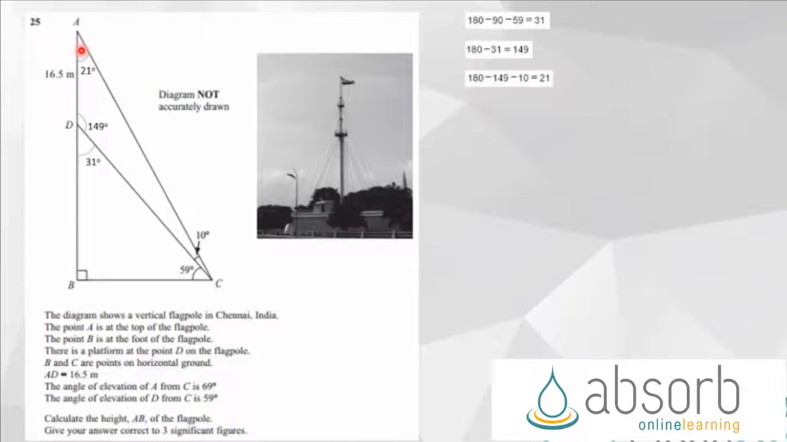Now, we're left with this triangle up here where we have three angles and one of the sides. As soon as you've got more than one angle in a triangle and you've got a side, it is the sine rule that you're going to be using. So two angles or more and a side means it's a sine rule. We're trying to find the overall height of the flagpole. We're given this bit at the top and we need to find this bit down here, BD.